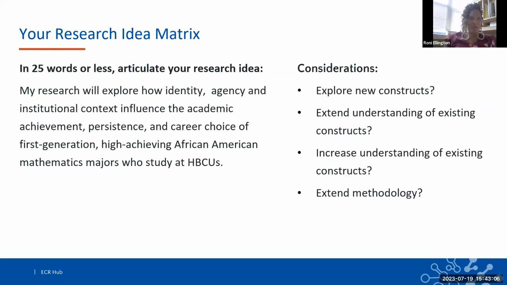So I'm fleshing out an idea. Again, it's not all fleshed out, but I'm fleshing out an idea around this notion. And each of you are going to take your idea and create what I call a 25 words or less research idea. So my research will explore how identity, agency, and institutional context influence the academic achievement, persistence, and career choice of first-generation, high-achieving African-American math majors who study at HBCUs. So that's what I'm interested in studying.